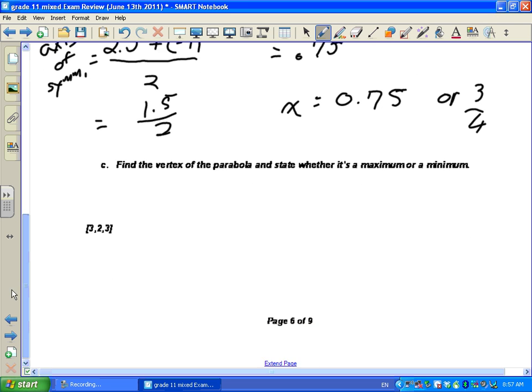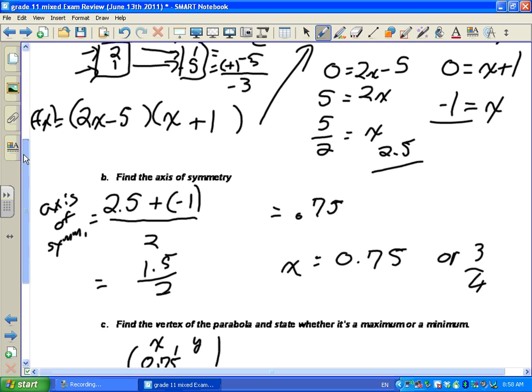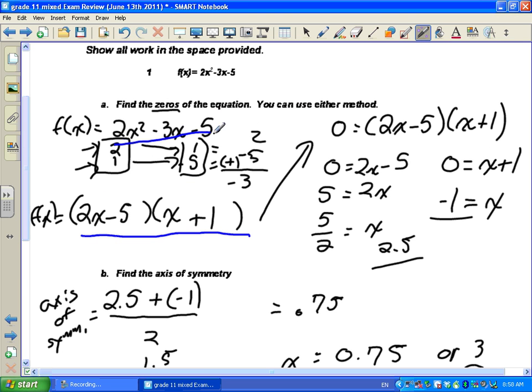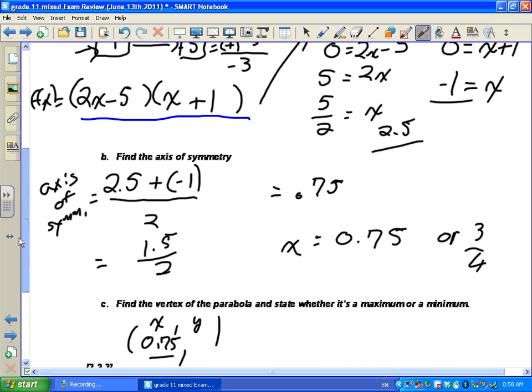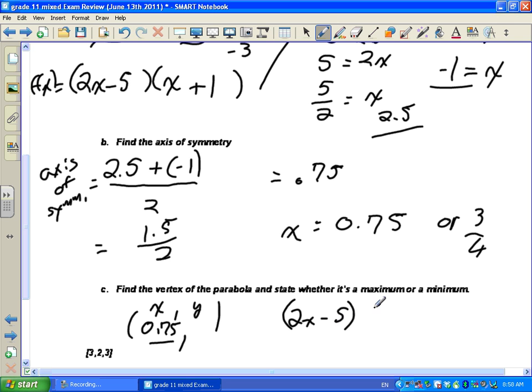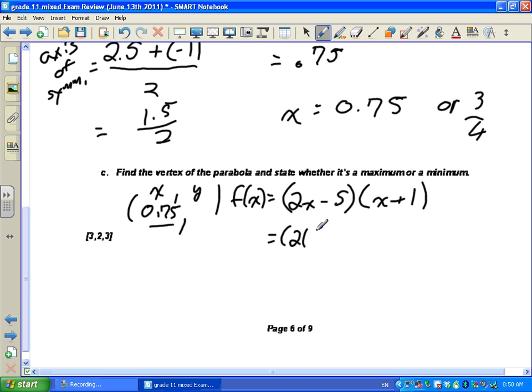Find the vertex of the parabola. The axis of symmetry is already our x value for our vertex. So we already have the x value at 0.75. I need to plug that x into either our factored form or into our standard equation. I'm going to put it into the factored form to solve. So our factored form was 2x minus 5, x plus 1 is equal to f at x. I'm going to substitute in for our x's. 2 times 0.75 minus 5, 0.75 plus 1.